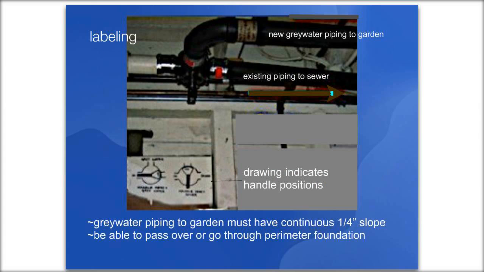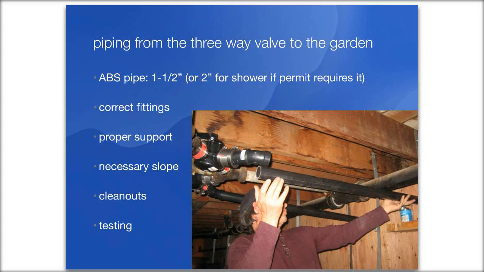Okay, here's another example of labeling. You can see the three-way valve and then the new piping that's going out to the garden. And there's been a hand-drawn label posted right near the valve, again, so that people will know how to operate it. And remember that any piping you're going to be installing to the garden has to have that continuous 1/4 of an inch per foot slope, and you need to be able to pass over or go through the perimeter foundation. We'll talk more about those things.